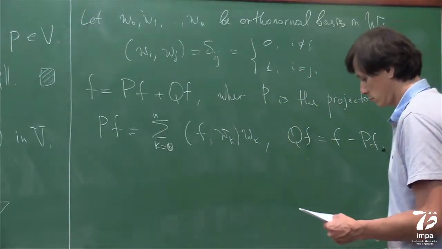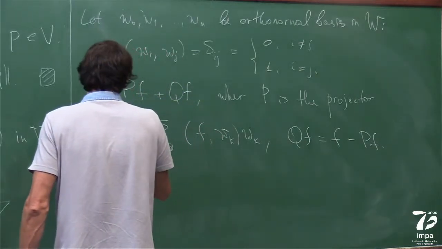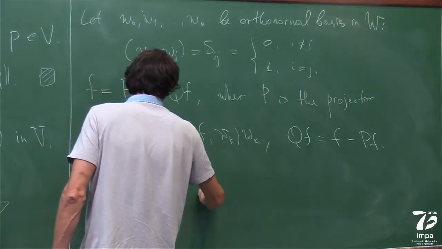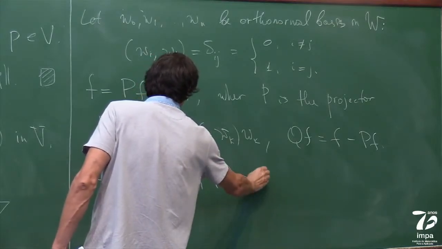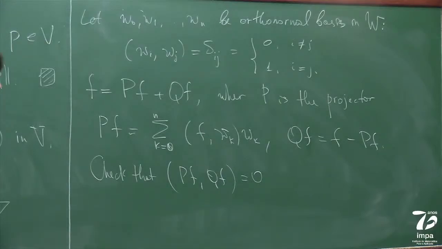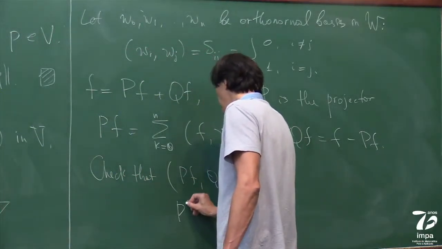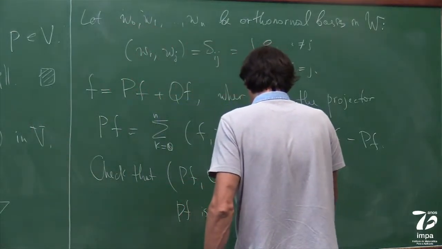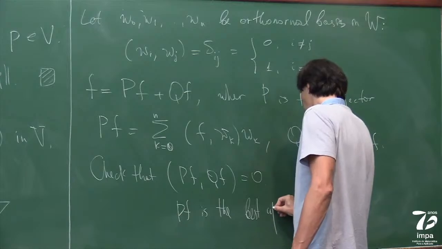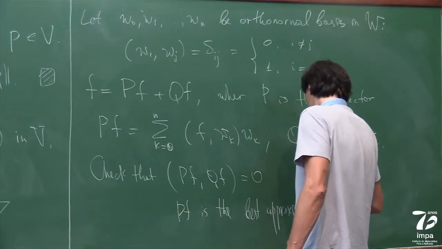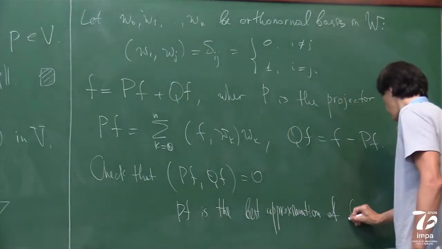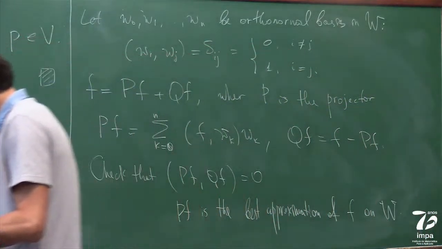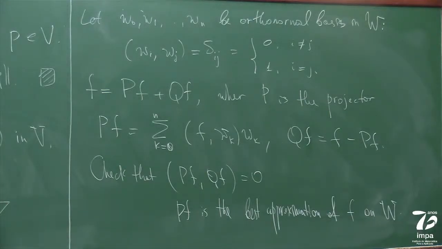So this is the orthogonal projection. What you can check is that they are orthogonal, and also check that PF is the best approximation of F on this space W. So somewhat quite simple and direct.